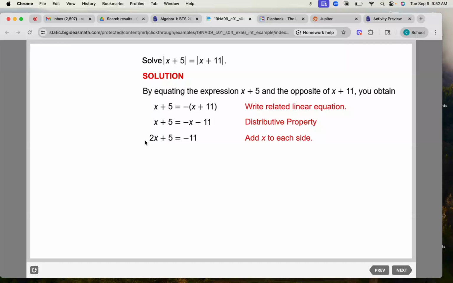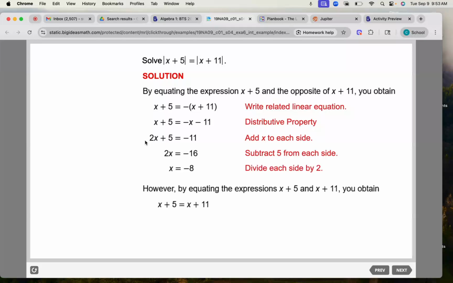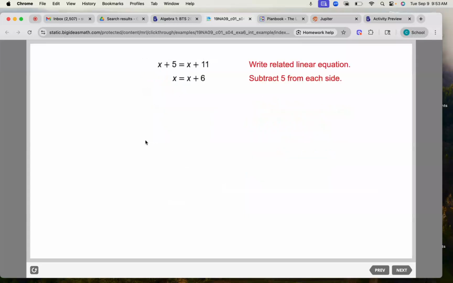Okay, so now the positive version. X plus 5 equals x plus 11. Oh, they subtracted the x. Yeah, minus x. Yep, you're right. Subtract the x. So x minus x is gone. So there's no x. And then 0 equals 6, which does not work. So this is already a false statement. So the positive version doesn't work. And the second version, x equals negative 8. Remember to check it because it could be extraneous.